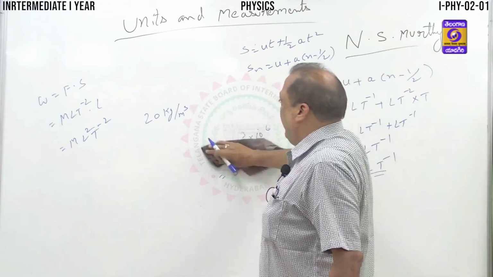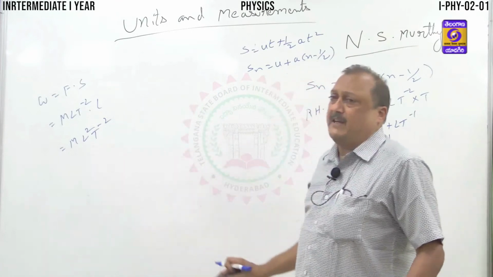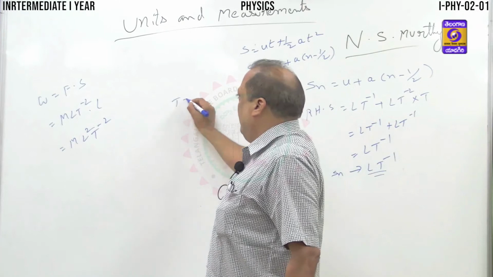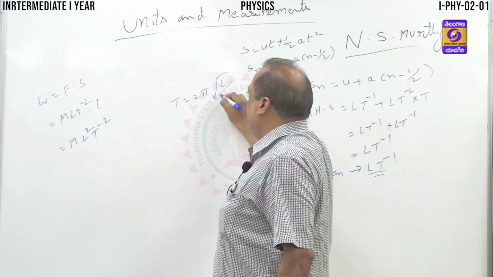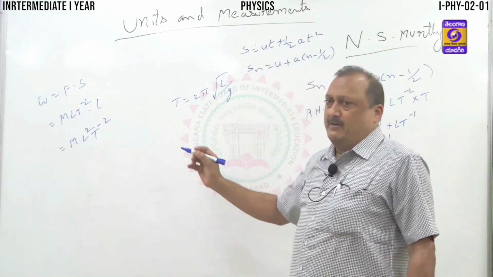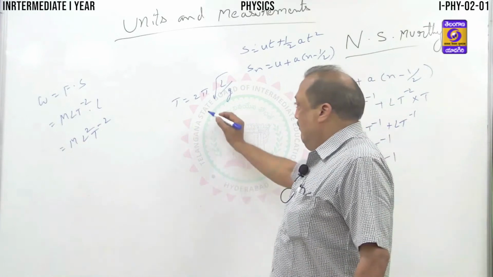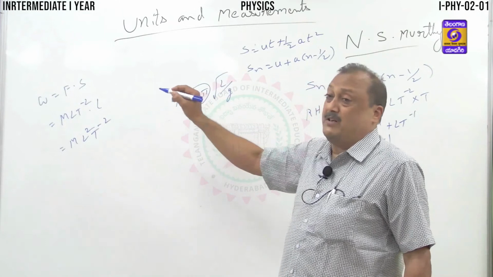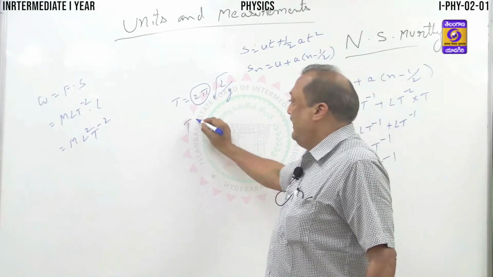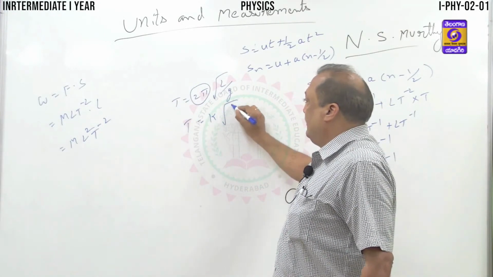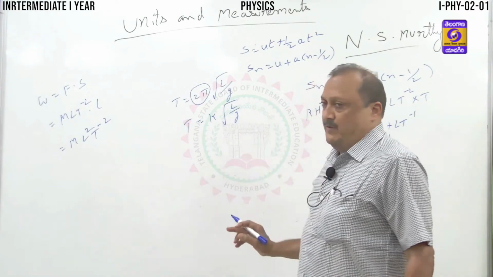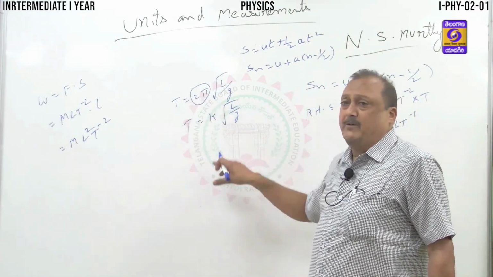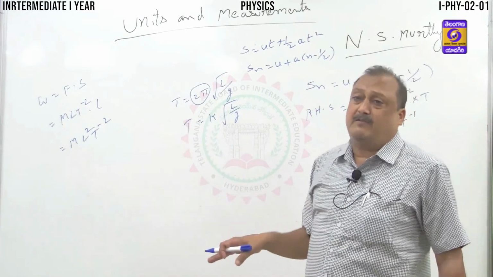Third one, we can derive the relation among different physical quantities. For example, T equal to 2 pi root L by g. We can derive this equation dimensionally, but the limitation of the dimension method is we cannot calculate the proportionality constant value. We can derive T equal to some K into square root of L by g, but we cannot prove K equal to 2 pi using the dimensional method. That is the limitation of the dimension method.